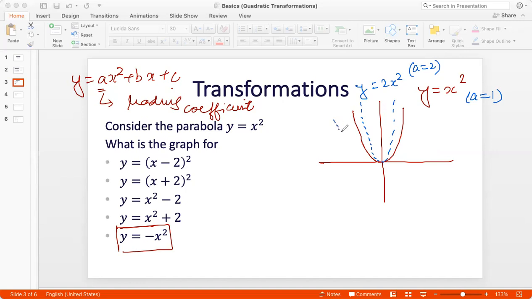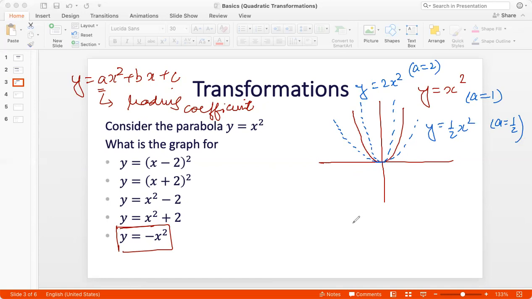Similarly, let me make a parabola y is equal to half x squared, where a is half. This parabola would be fatter than the parabola for y equal to x squared. So the value of a determines the shape of the parabola, right?